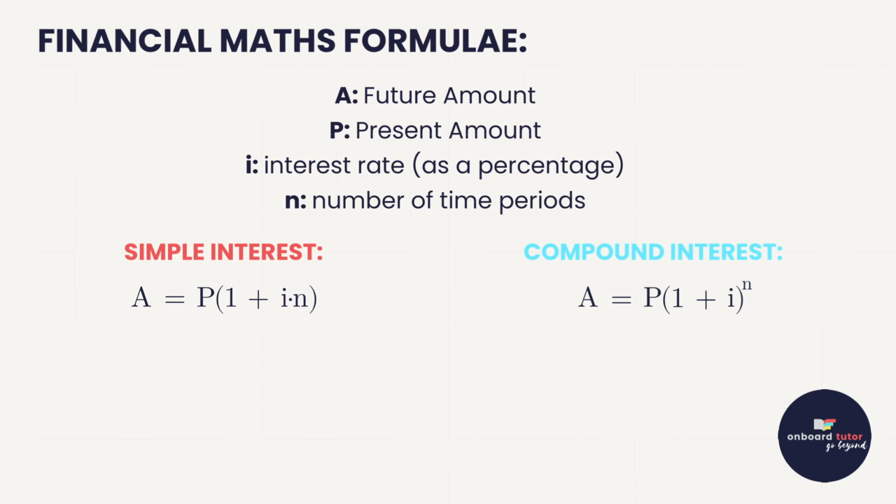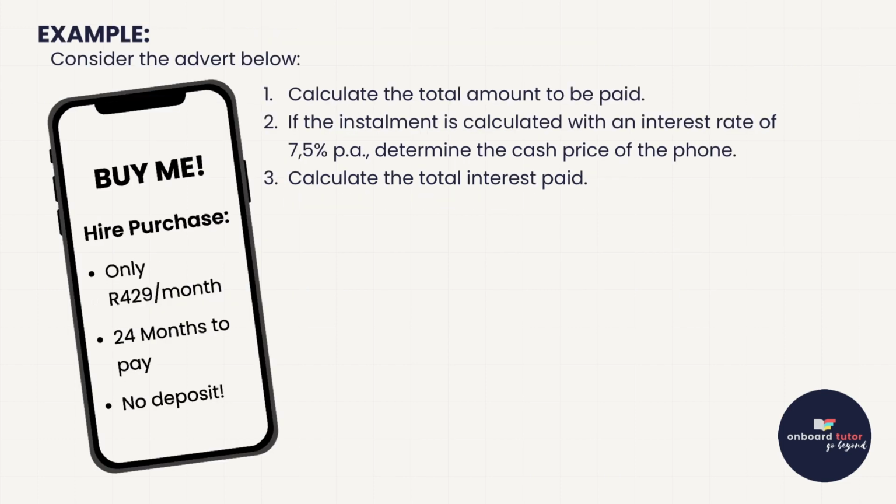Now we're going to look at some of the applications of these formulae and how they fit into a real life scenario. The first example here is a look at something called hire purchase, and this is actually very common. Advertisers and companies try to entice us to buy things by making it seem like we're getting a really good deal. So over here, we've got some other smartphone that we could buy on a hire purchase arrangement for only 429 Rand per month, with 24 months to pay and no deposit.